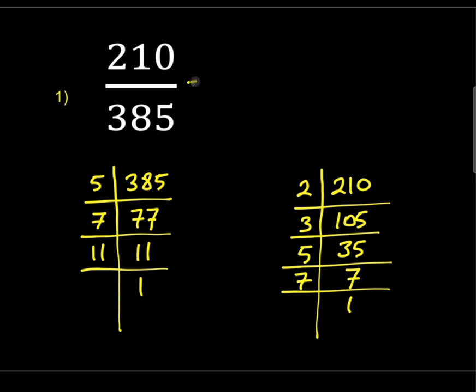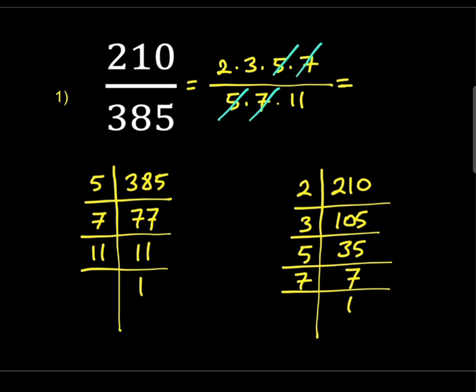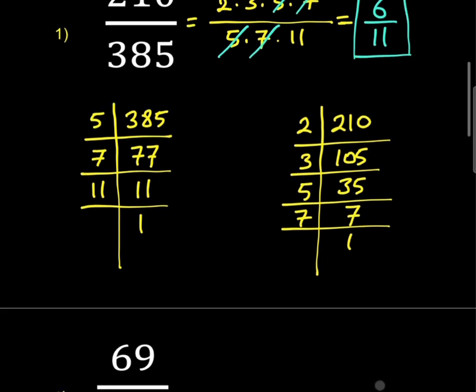Now, write these prime numbers instead of 210 and 385: 2 times 3 times 5 times 7 over 5 times 7 times 11. 5 is cancelled with 5 and also 7 is cancelled with 7. We are left with 2 times 3, which is 6, over 11. The simplest form of the fraction 210 over 385 is 6 over 11.